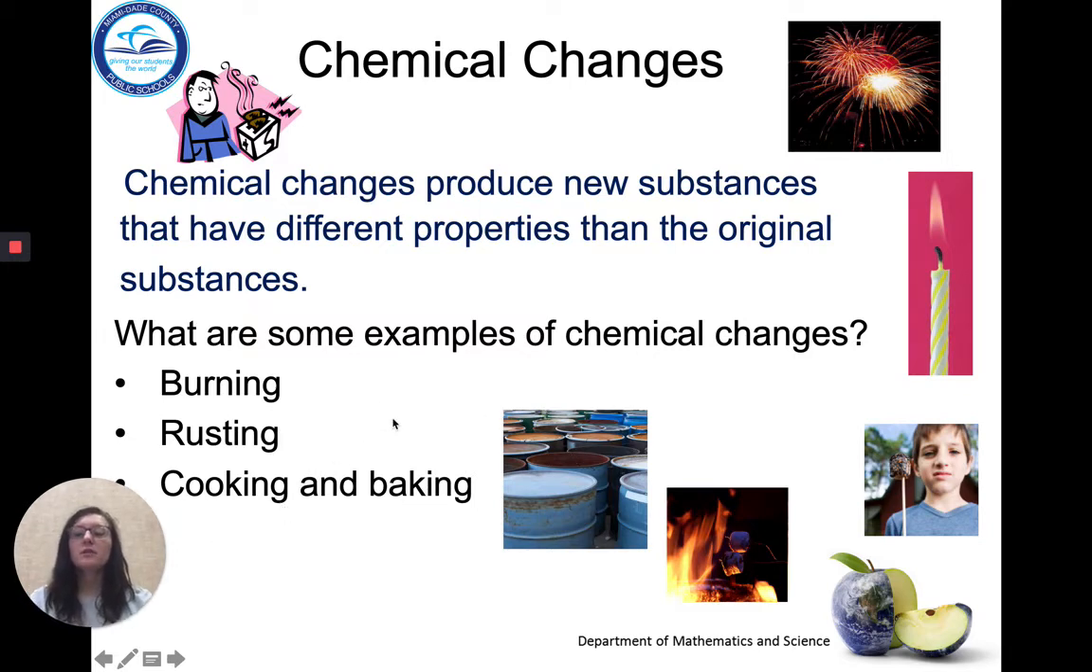So also cooking and baking. This is one that we see all the time in our lives. Like if you're baking a cake, you start with your cake mix and your milk and your eggs and you mix it all together. But when you put it in the oven and it's done in 20 minutes, does it still look the same? Now when we take it out of the oven, we have a totally different looking product than what we started with.